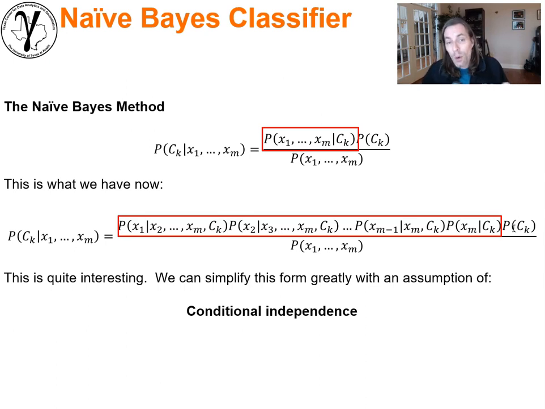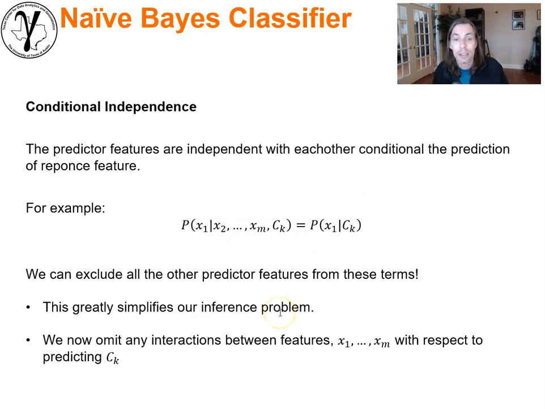Now, for those of you out there, there should be some people gasping because you're right. This is going to ignore conditional relationships between all of the predictor features. But we got to do it. We can't solve this problem yet. So what does conditional independence look like? Well, it's not that bad. We're going to assume the predictor features are independent with each other, conditional to the prediction of the response feature.